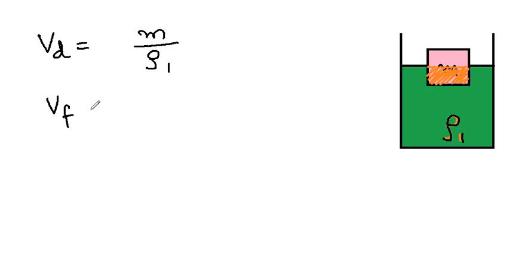Now to answer this question, you have two volumes to be considered. One is the volume displaced, calculated by mass divided by density of the liquid in the container, ρ1. Second one, volume formed by melting, is nothing but mass of body by density of the liquid formed by melting. If you compare this, you can answer the question.